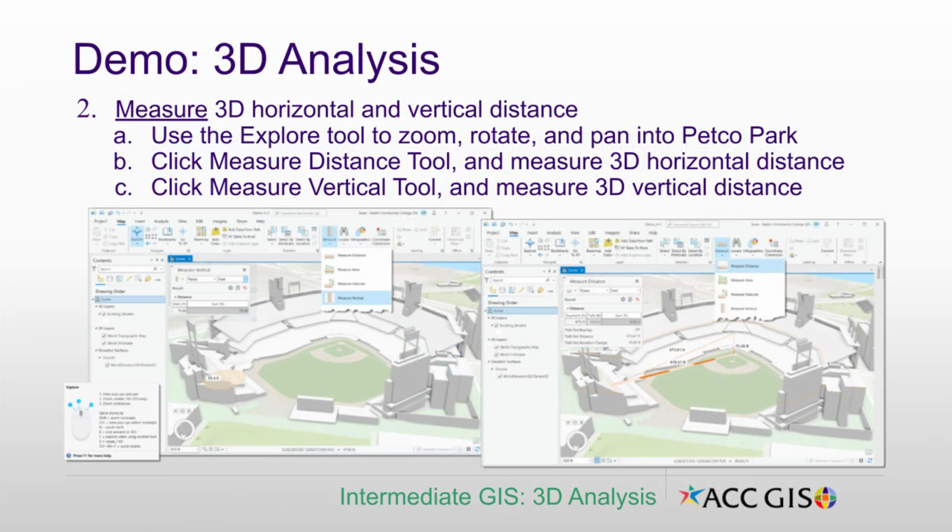In step 2, we'll perform 3D analysis by measuring 3D horizontal and vertical distances. First, you'll use the Explore tool to zoom, rotate, and pan into Petco Park, which is the baseball park where the San Diego Padres play. Then you'll click the Measure Distance tool and measure the 3D horizontal distance from home plate to the third deck behind right field. And last, you'll click the Measure Vertical tool and measure the 3D vertical distance from the ground up to the third deck.